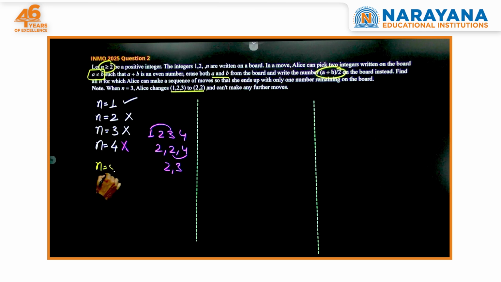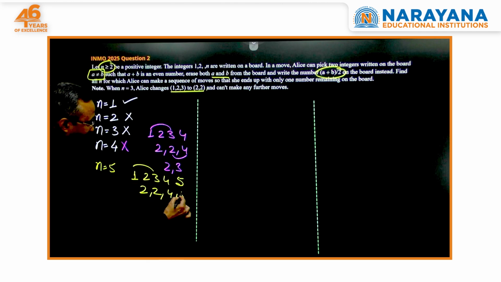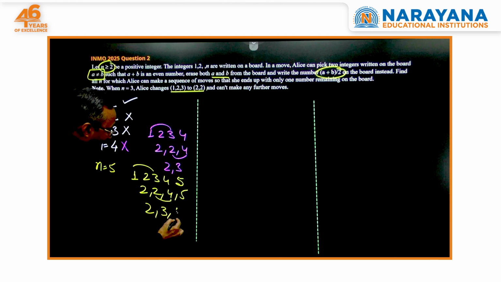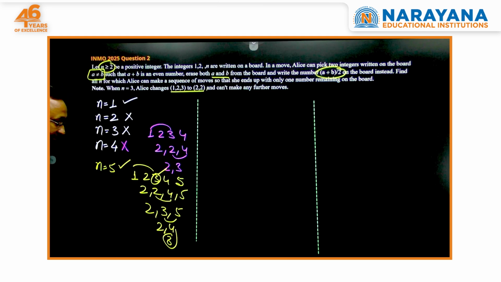For n equal to 5, we have 1, 2, 3, 4, 5. I begin with 1 and 3 and make it 2, so we have 2, 2, 4, 5. Then I take 2 and 4 and make it 3, so we have 2, 3, 5. Then obviously we work on 5 and 3, which makes it 4, and 2 and 4 gives 3. So for n equal to 5, the mean value works.